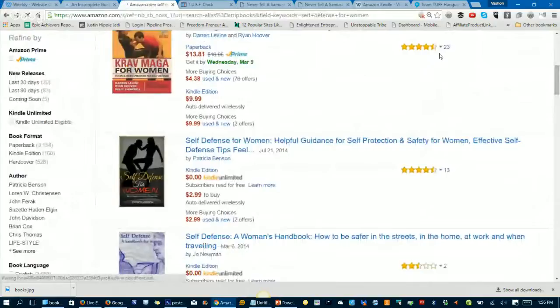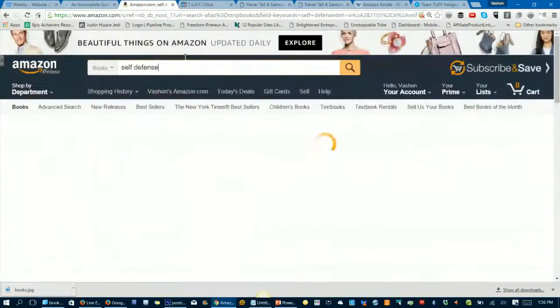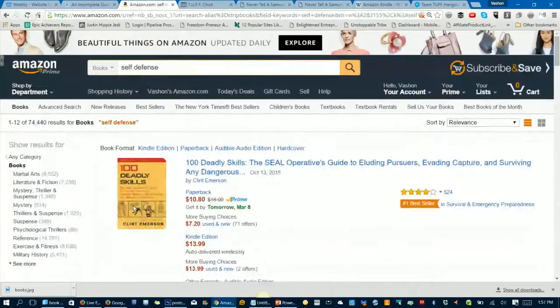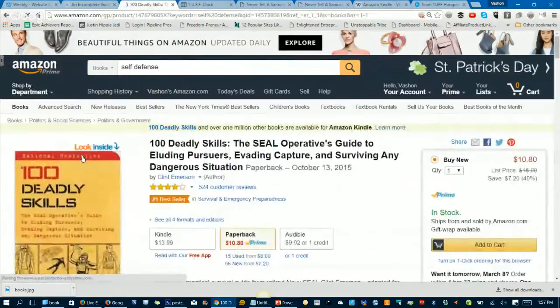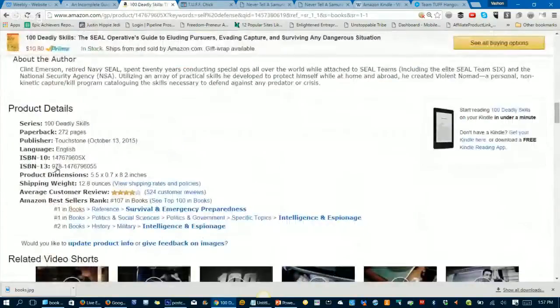What I did originally when I did my research, I don't even think I put for women. I just put self-defense. So let's look at that one. So like here's 100 deadly skills. Let's check this one out. Oh yeah, look at this. This particular book has an Amazon seller rank of 107. That's really, really good. I mean, I don't think I've ever seen one that low, actually. So, that's how you can tell if you've got a good topic or good subject.